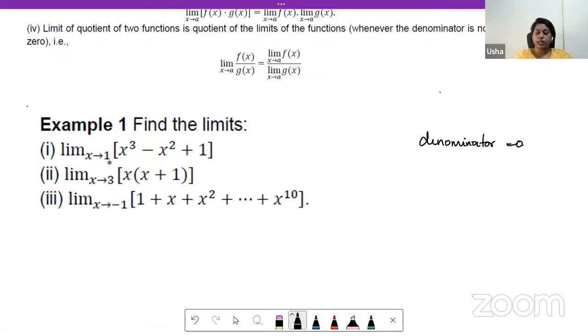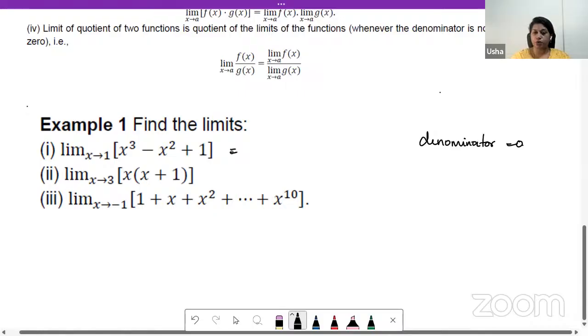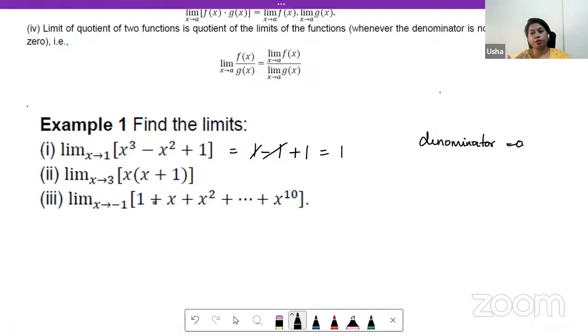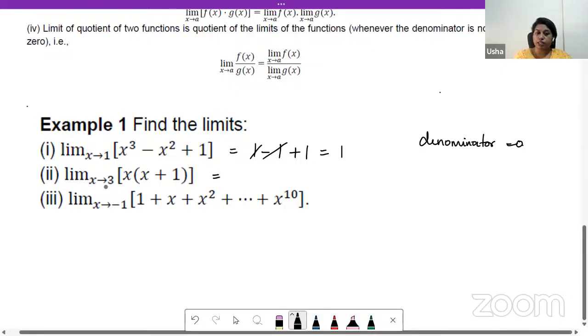See, for the first one, limit x tends to 1, x cube minus x squared plus 1. Just substitute the value of x as 1. 1 cube is 1, minus 1 square is 1, plus 1. 1 and minus 1 get cancelled, answer is 1. That's it. Now, second question, limit x tends to 3. Again here, you don't have to think whether I have to do simplification or not, because the denominator is not becoming 0 as there is no denominator. Just substitute the value of x. x is 3, into 3 plus 1. Wherever x is there, substitute the limiting value they have given. So 3 plus 1 is 4, into 3 is 12.